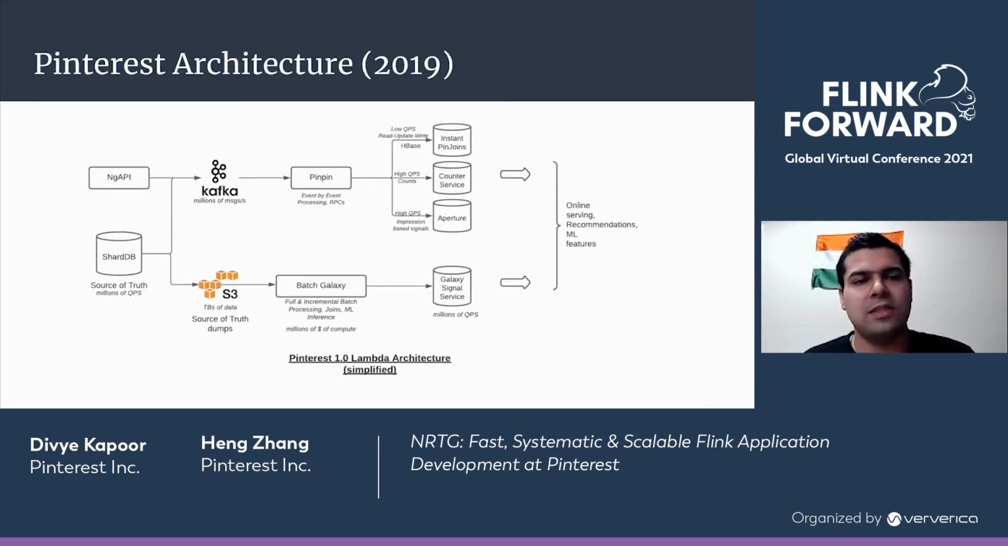So the Pinterest architecture in 2019 was a process of evolution. We have our service which does the API layer, and that was publishing a bunch of Kafka messages relating to a bunch of our engagement topics and so on. And then we had our source of truth ChartDB that was providing data dumps. This is a simplified architecture. A lot of systems are eliminated from this.